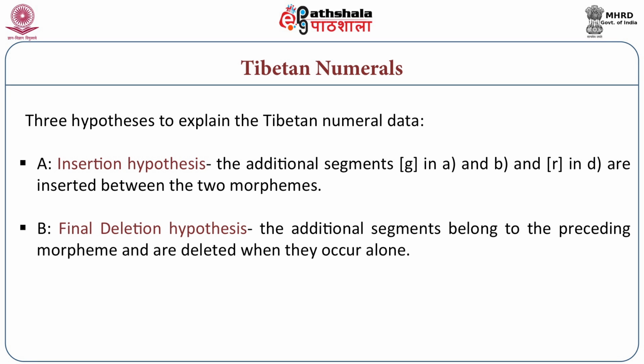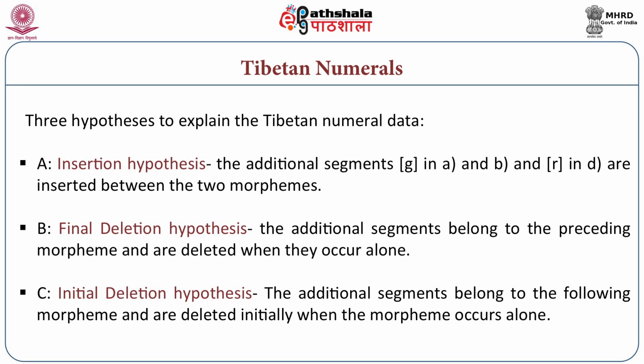Then we have final deletion hypothesis. Deletion is 2. One is final, that means the additional segments belong to the preceding morpheme and are deleted when they occur alone. And C is initial deletion hypothesis, which says the additional segments belong to the following morpheme and are deleted initially when the morpheme occurs alone. Which of them is simpler and more general?